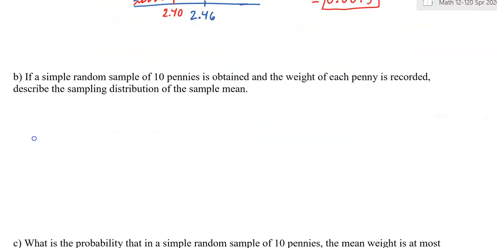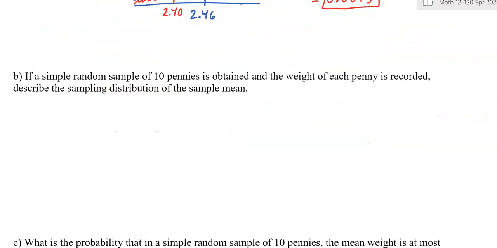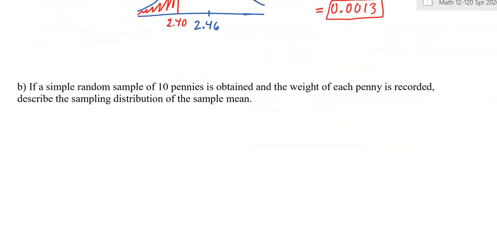Let's go to part B. If a random sample of 10 pennies is obtained and the weight of each penny is recorded, describe the sampling distribution of the sample mean. All right, so now we have a sample of 10, and this problem's asking for what would be the distribution of the sample mean. That means the distribution of X bar. So we're just describing, we're not finding a probability.